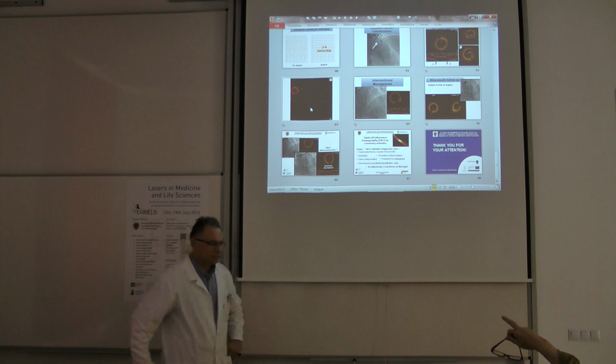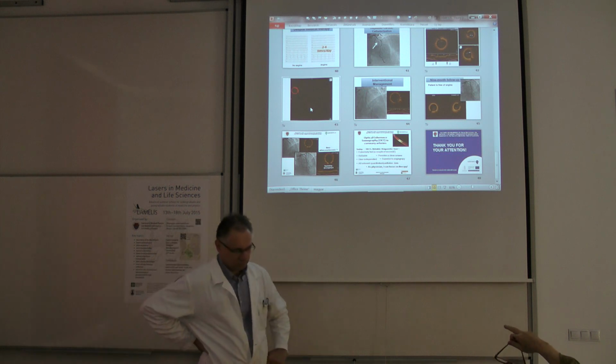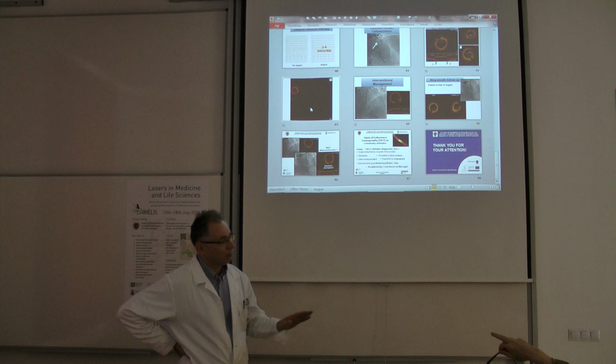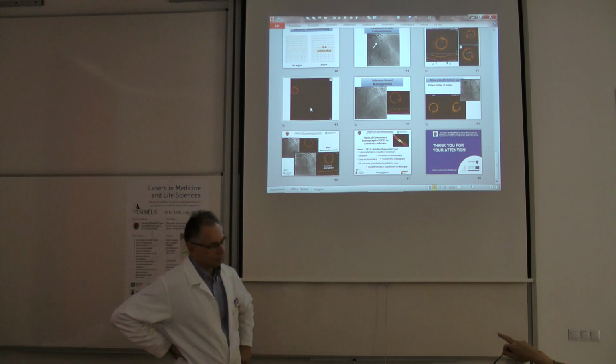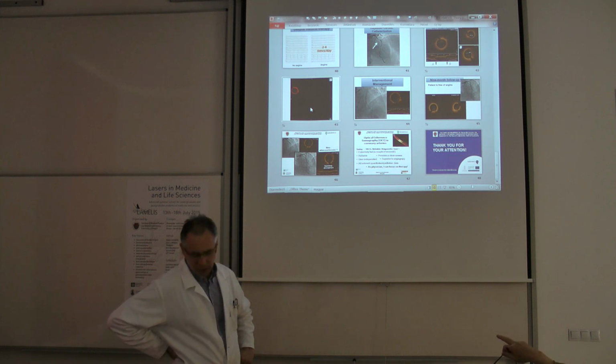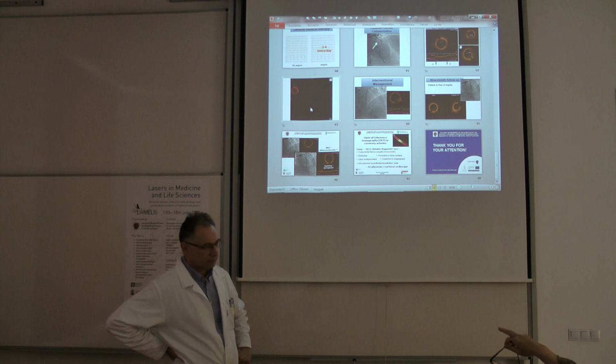So if you were to use intravascular ultrasound and not OCT, blood is not a problem. You would still use the guide wire. Of course. You would still use your angiography camera. Yes.